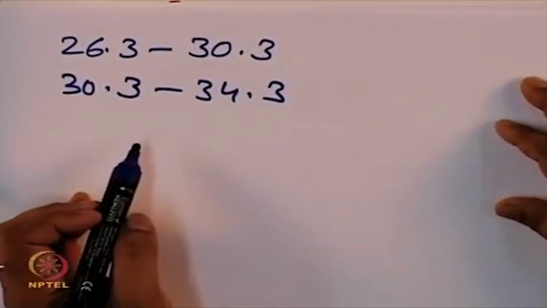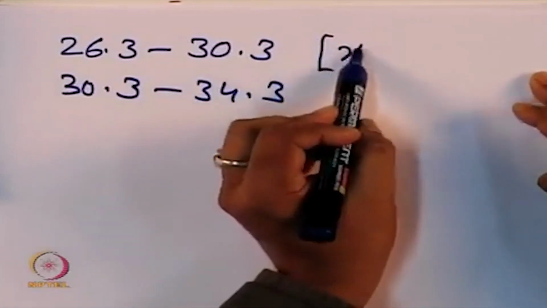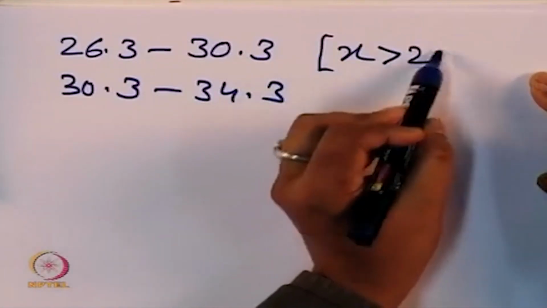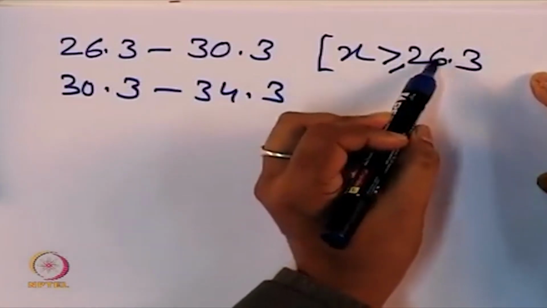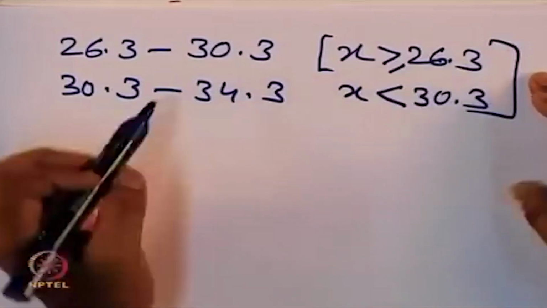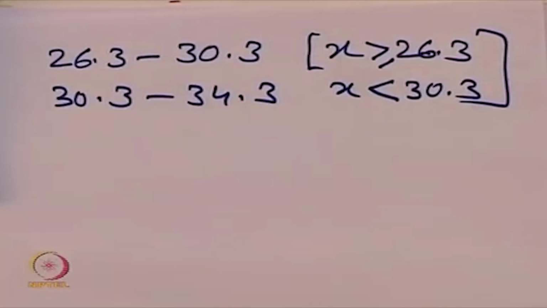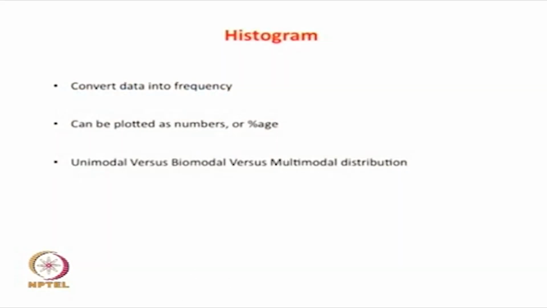Now, each of these numbers would mean that something will come into this basket if, let us say, that number x is greater than or equal to 26.3, and x is less than 30.3. This would make sure the same point x does not go into multiple baskets. This way, what we can generate is called a histogram. You convert the data into frequency, you can then plot them as numbers or percentage, and you can have multiple distributions depending on the nature of the data.